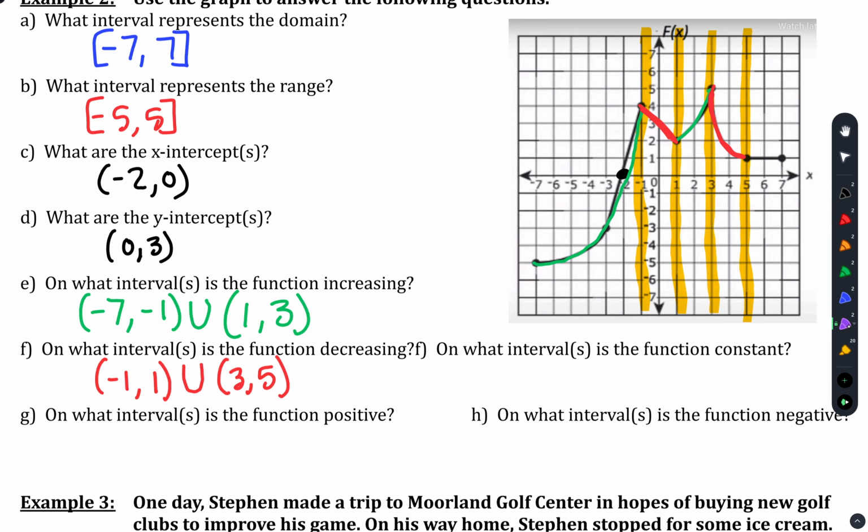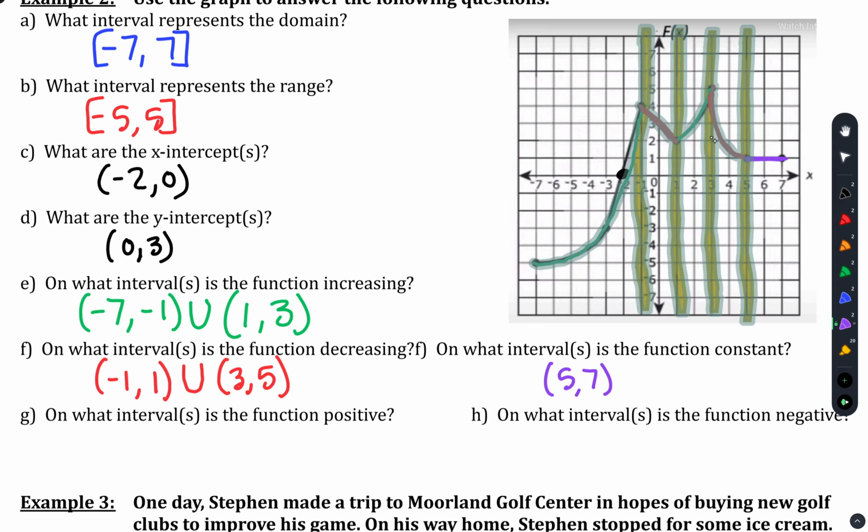This last guy on the right-hand side, it's a flat line. So that's going to be a constant interval. We're going to say that that goes from 5 to 7. Everybody with me? Okay. I'm going to erase my markings.